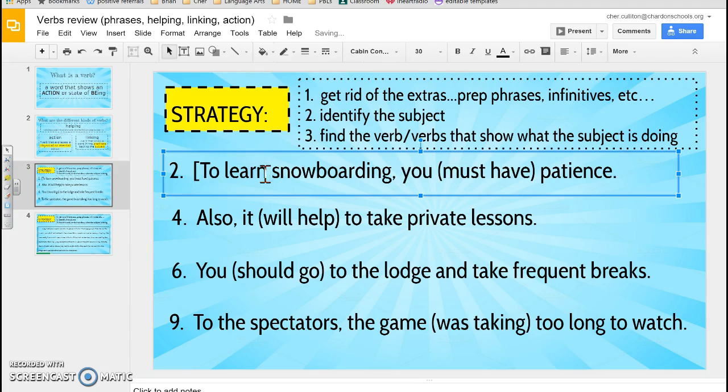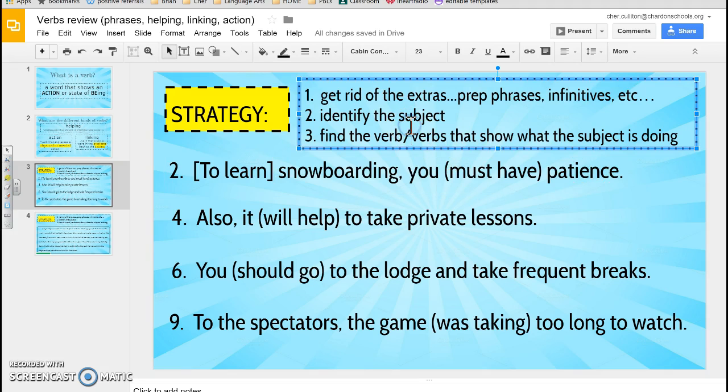So I'm going to put my brackets around it. That infinitive phrase doesn't end until here, to learn snowboarding, and my clue here is that there's a comma. I can also tell that to learn snowboarding is being used as a transition. So once I've gotten rid of the things that I know I don't need, I'm left with a complete sentence. You must have patience. So I want you to get your pencil and label the subject. The sentence is about you.